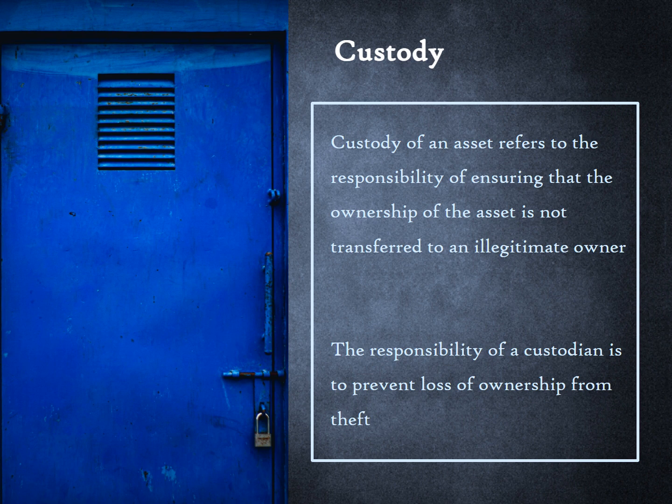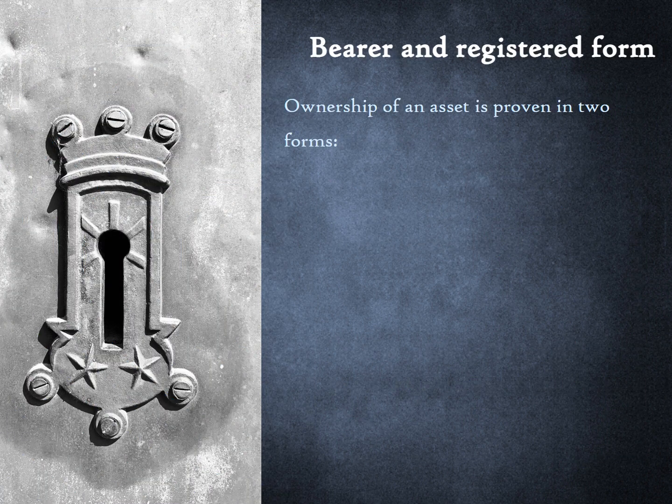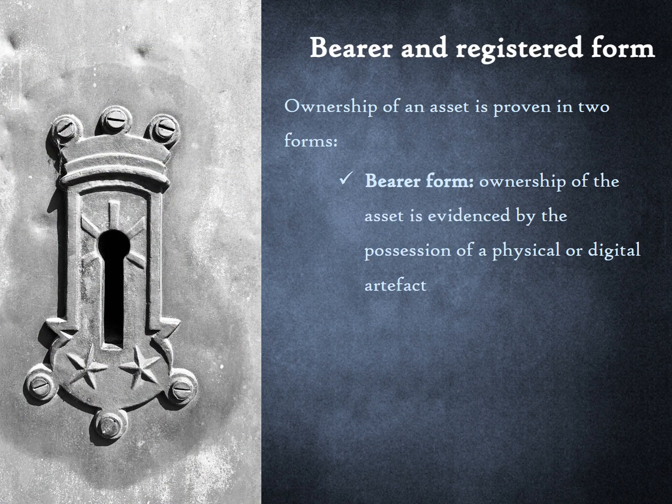Custody and ownership are closely related. The responsibility of a custodian is to prevent loss of ownership from theft. Ownership is proven in 2 forms. The bearer form means that ownership of the asset is evidenced by the possession of a physical or digital artifact. An example is a cashier's check, which is payable to the bearer of the check. A digital equivalent is a virtual prepaid card.